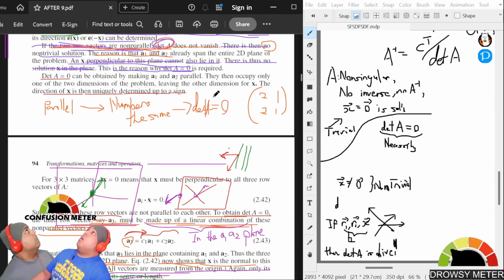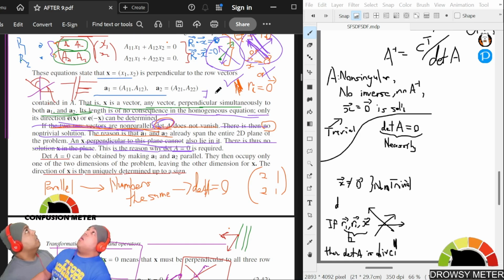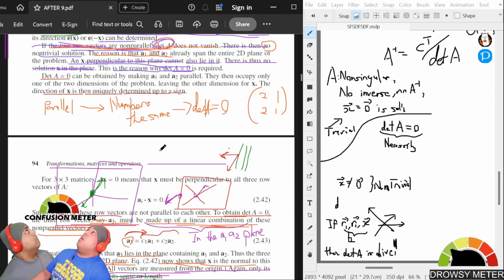Wait, so if they're saying all the vectors must be at the origin, right? That just means all vectors must go through the origin. That means that the parallel guys we're talking about are literally on top of each other, because they must go through the origin, and they must have the same direction. So they're literally just one line.